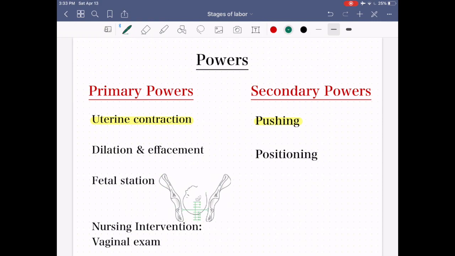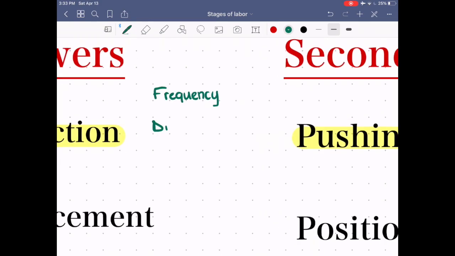So the uterine contractions are categorized by frequency, duration, and intensity. The frequency is how often they occur, the duration is how long they last, and intensity is how hard they are. So a good nursing intervention to assess the intensity of a uterine contraction is to actually palpate the stomach during a contraction. And a good trick to know is for a mild contraction, the stomach should be about as firm as touching the tip of your nose.